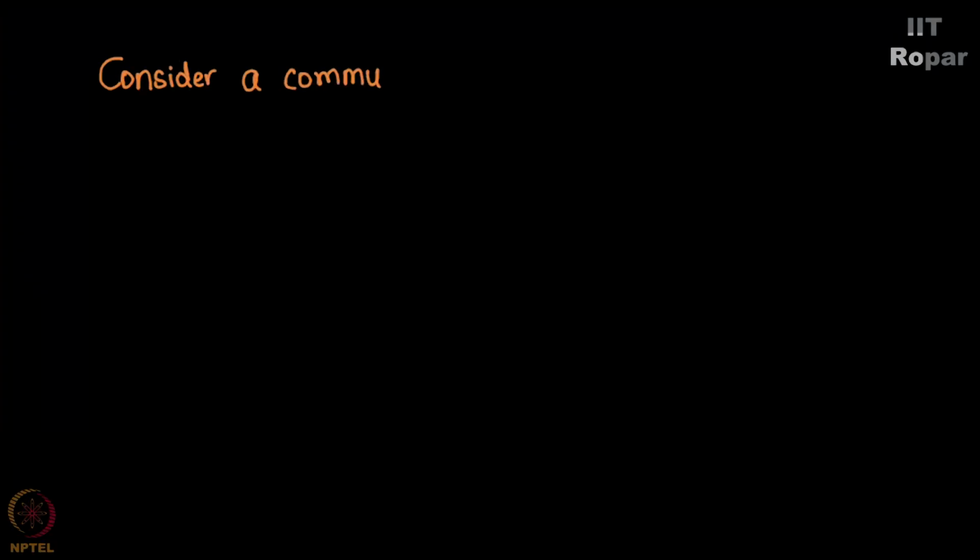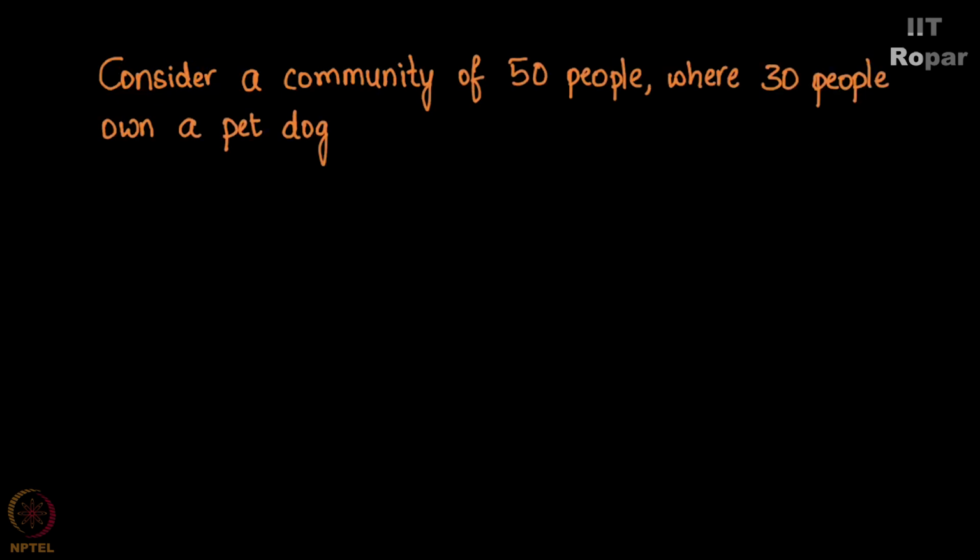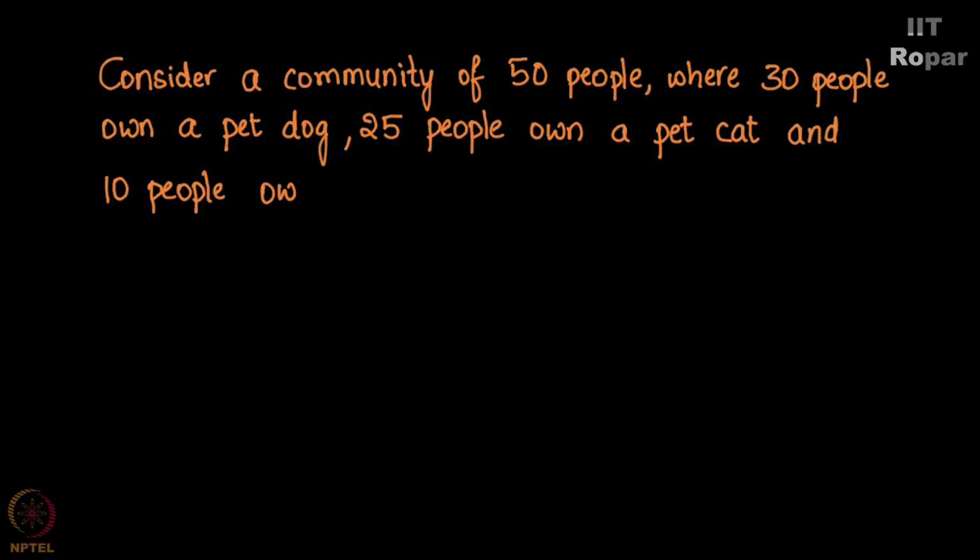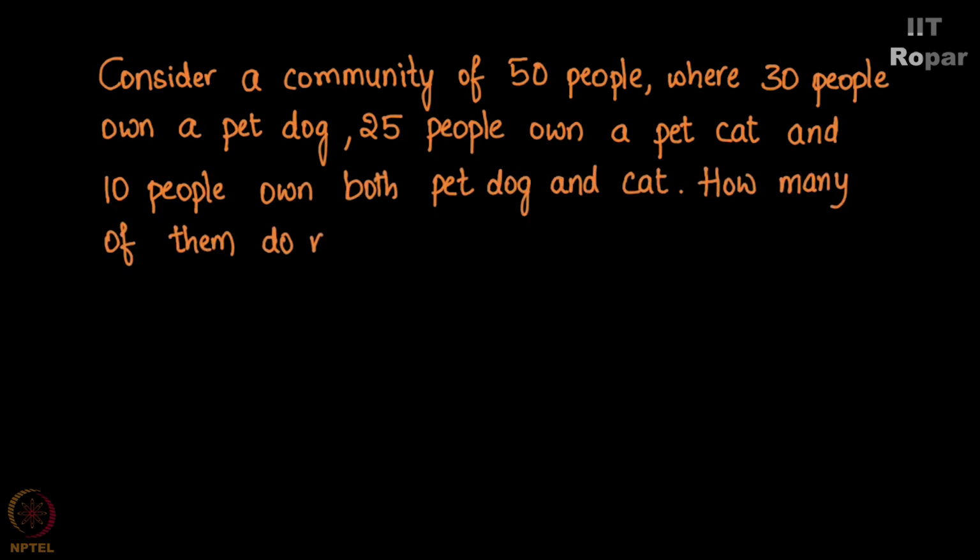Consider a community of 50 people where 30 people own a pet dog and 25 people own a pet cat. 10 people own a dog and a cat as a pet. Now, how many of them do not own anything is the question.